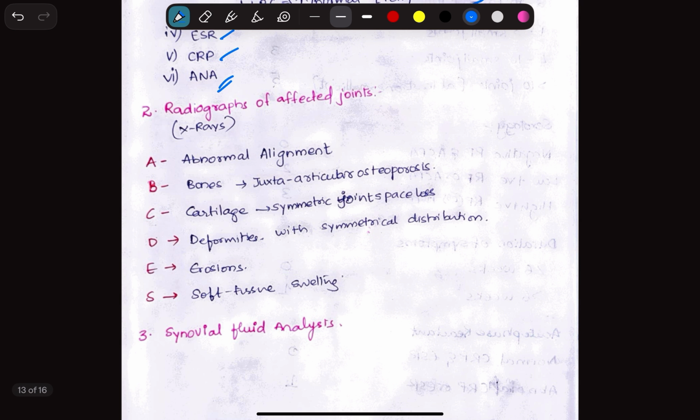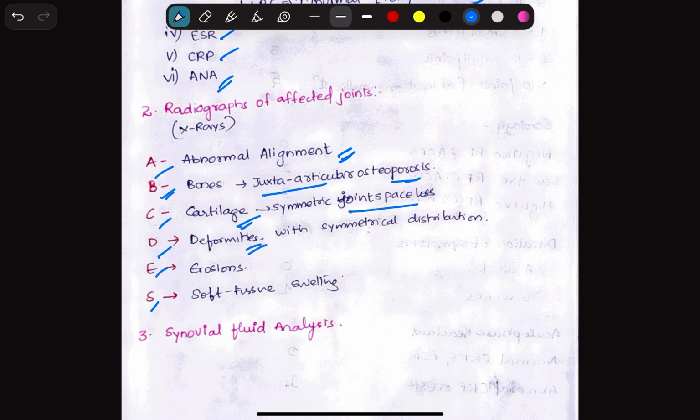When we check the radiographs of these affected joints, there will be an abnormal alignment. You can just remember these findings as A, B, C, D, E, and S. So there might be an abnormal alignment. And B for bones, there will be juxta-articular osteoporosis. And when you check for the C, cartilages, there may be symmetric joint space loss, and there will be deformities.